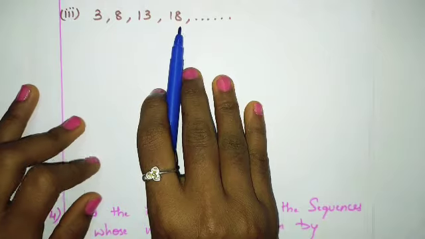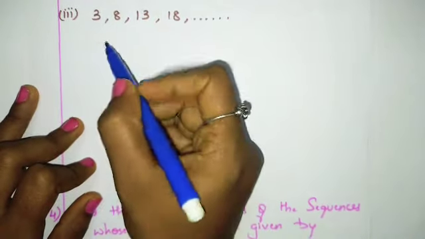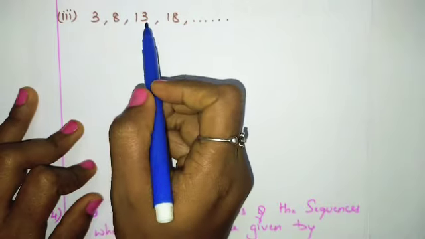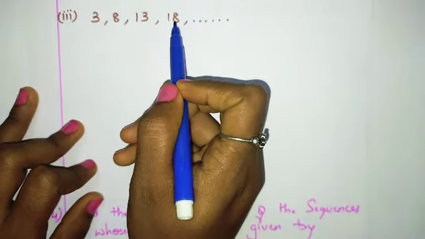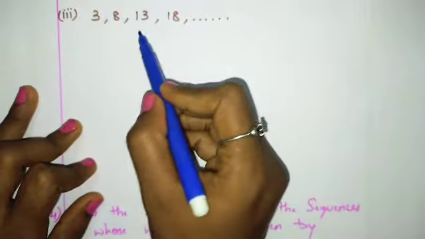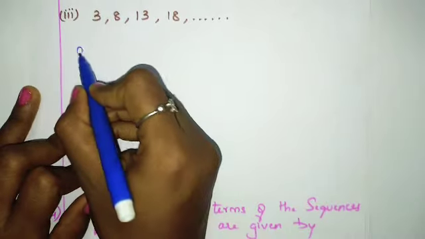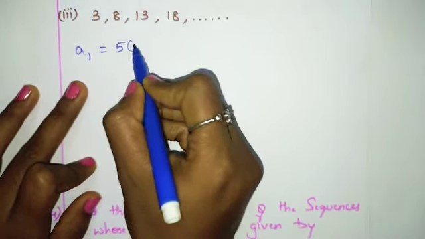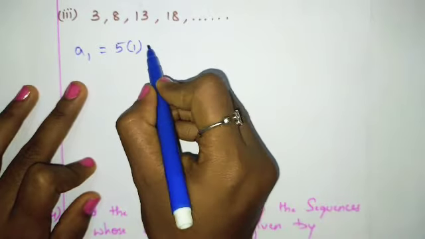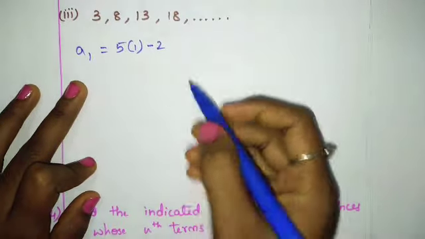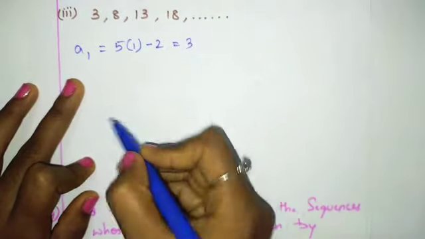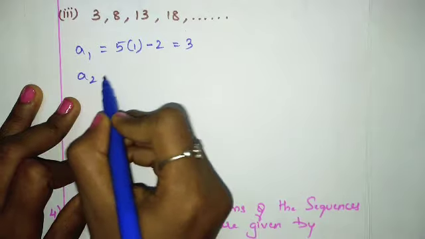See this relation. See, now this is plus 5. 3 plus 5 is 8. 8 plus 5 is 13. 13 plus 5 is 18. But I can't randomly write plus 5. Correct? So what I'll do, I'll just write this as a1. Correct? a1 is equals to 5 into 1 minus 2. So 5 into 1 is what? 5 only. 5 minus 2 is what? 3.